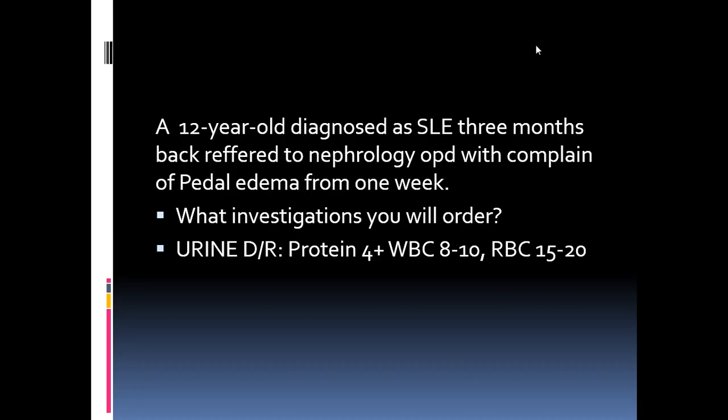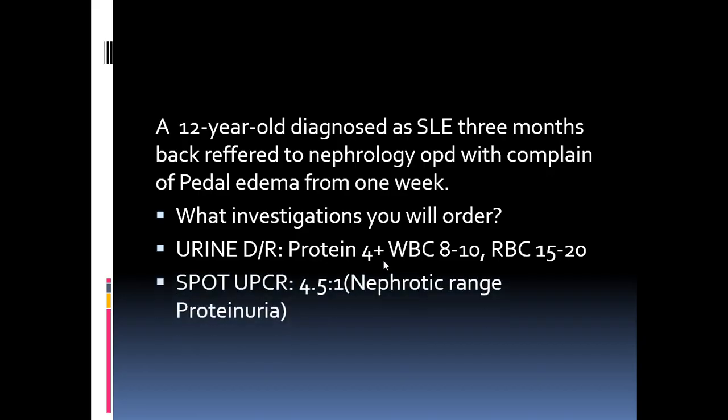pedal edema. And when we investigated, we did the urine routine, so it showed a proteinuria of 4 plus, and a hematuria which was 15 to 20 RBCs per high power field, and a proteinuria that was spot urinary protein to creatinine ratio, which was 4.5. So anything 2 or more than 2 is a heavy proteinuria. So this girl with a background of positive lupus had nephrotic range proteinuria, RBCs and WBCs, that is sterile pyuria.